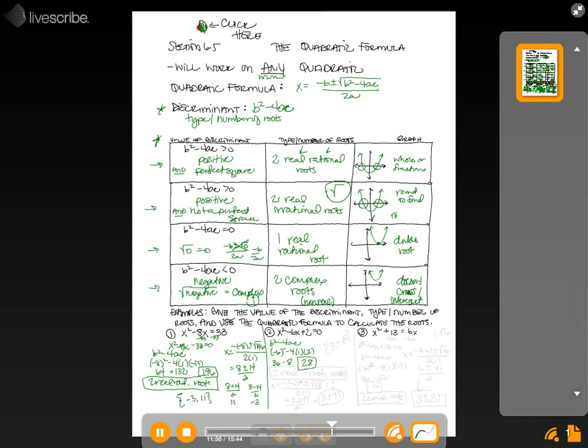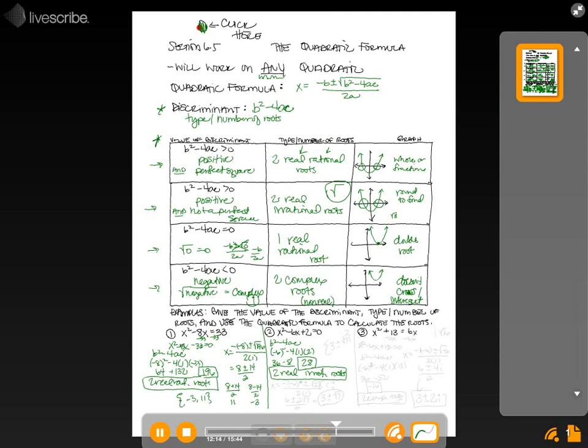There's our discriminant, 28. It's positive again, so that narrows it down to the top two rows. It is not a perfect square, so it's going to have two real irrational roots. Since it's not a perfect square, they won't be rational.